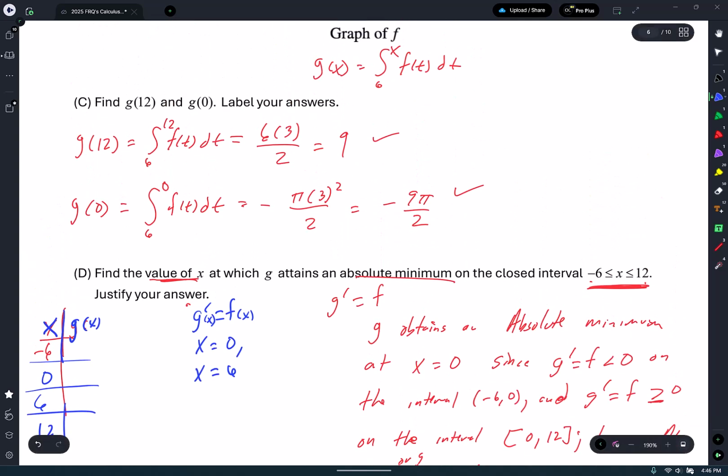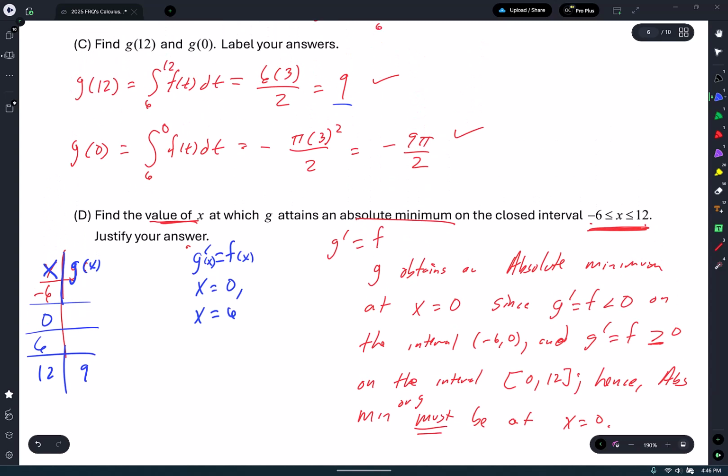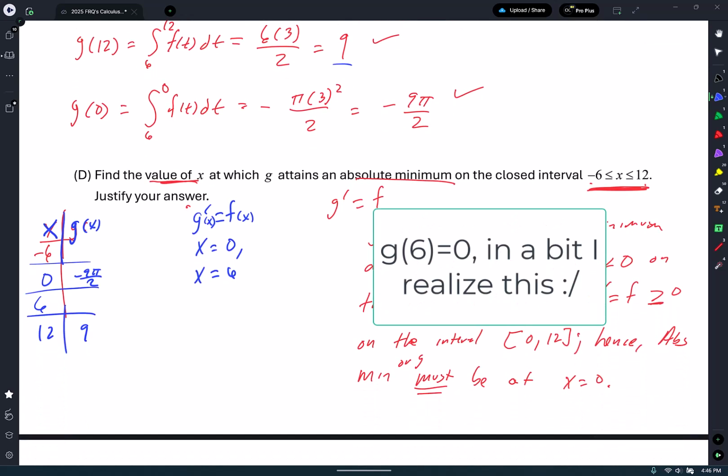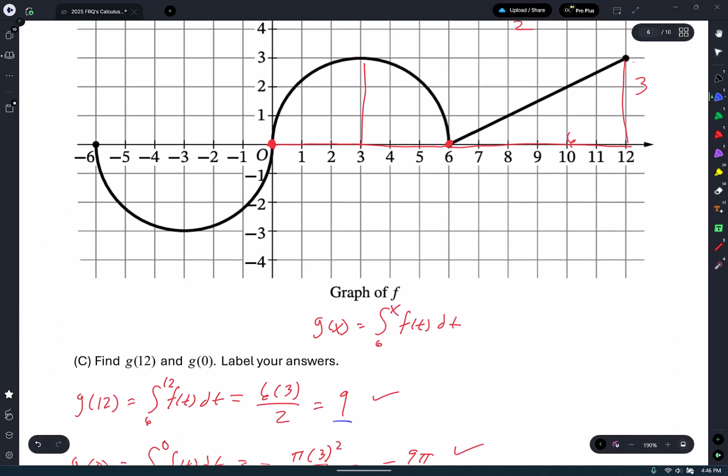And luckily for us, look, we already have G of 12. G of 12 is 9. And then G of 0 is negative 9 pi over 2. And then G of 6, well, let's talk about that one. G of 6 is neither, so I'm going to put NA, because it's neither max nor min, right? Because it doesn't change signs.